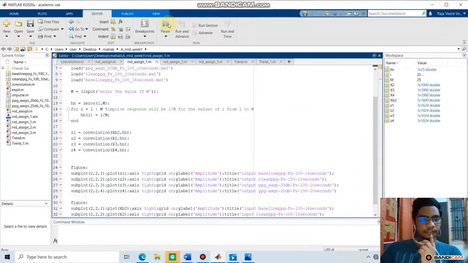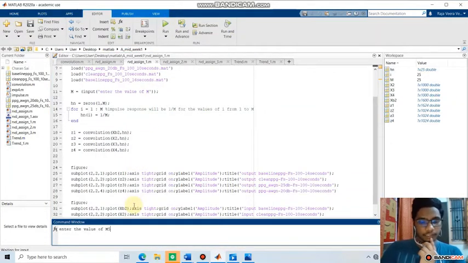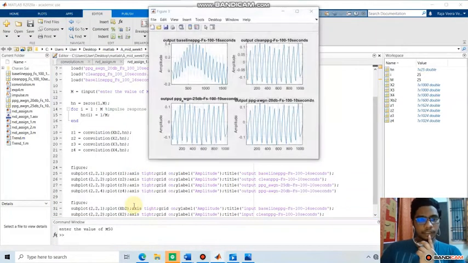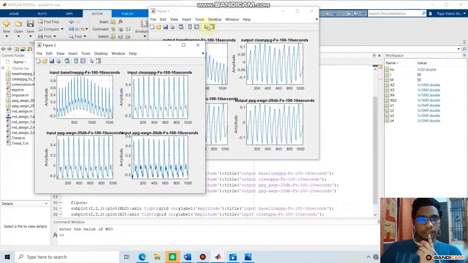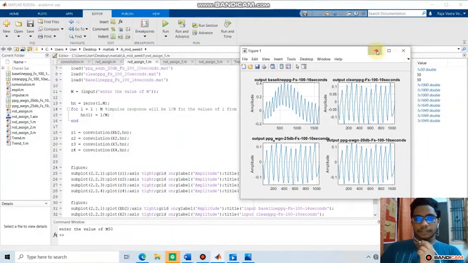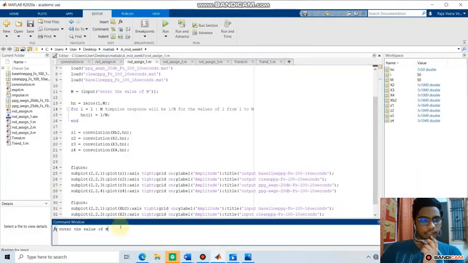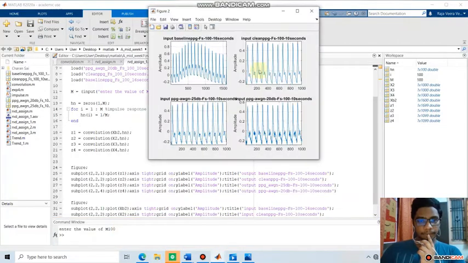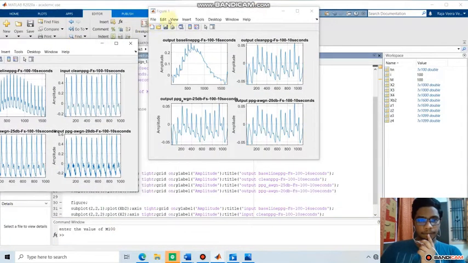Similarly, when the value of M is equal to 50, these are the output signals obtained after convolution. And now finally, when the value of M is equal to 100, these are the output signals obtained after convolution.